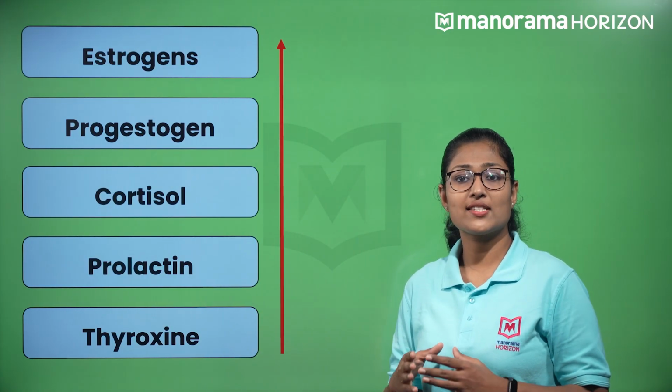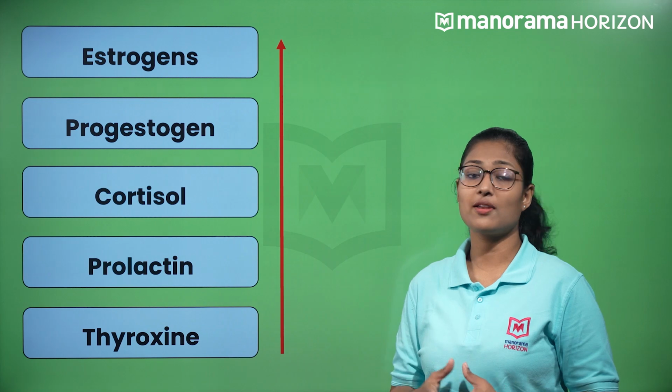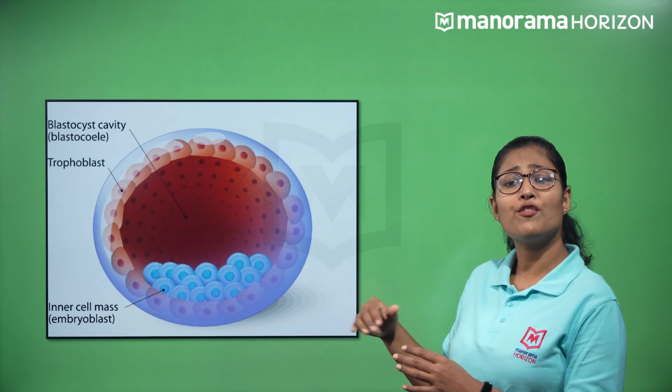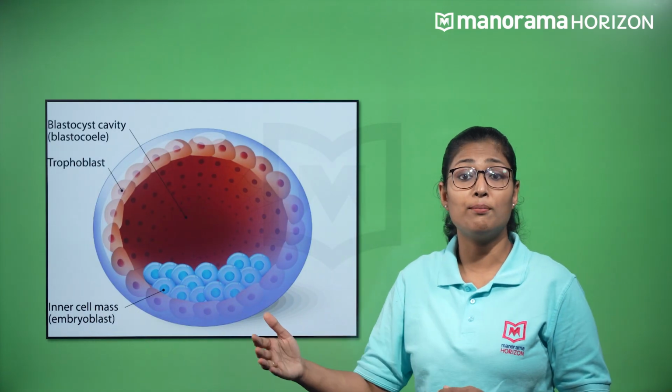So the placenta makes nutrients available for the developing fetus. Let me ask you a question here. Nutrients and other required hormones are available at the development site. But how does the inner cell mass of the blastocyst transform into a fully developed baby ready for birth?